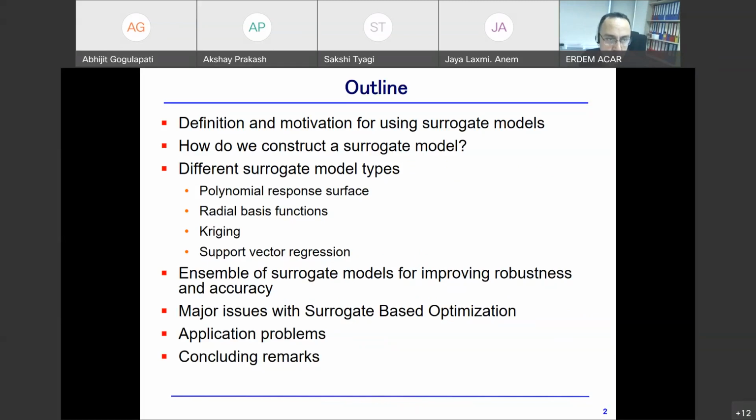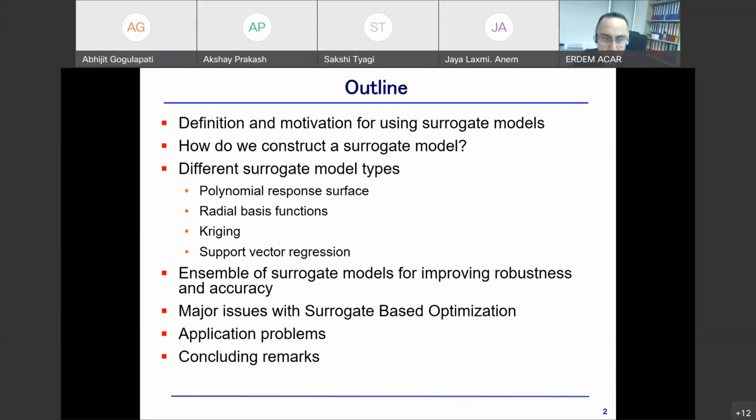First, I am going to talk about how we construct a surrogate model. And then I am going to mention different surrogate model types that we have, for instance, polynomial response surface, radial basis functions, kriging, support vector regression. And then I am going to introduce a concept called ensemble of surrogate models in order to improve robustness and accuracy. And then I am going to mention major issues that we have with surrogate-based optimization.